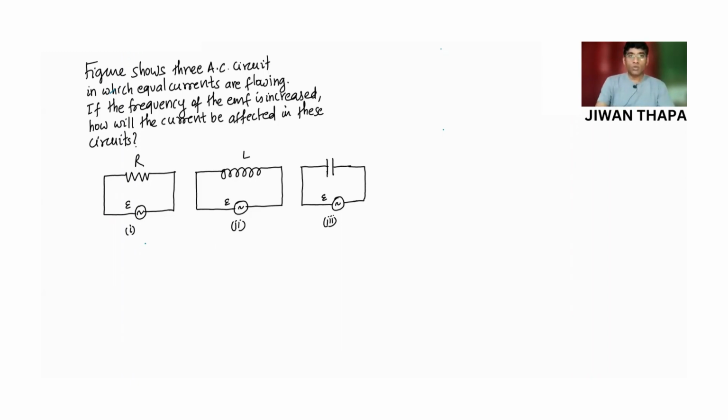So what we find from the question is that the frequency of the EMF is increased, and we are going to find how the current is affected on increasing the frequency. So when we have resistance connected to the AC source, when we have inductor connected to the AC source, and when we have capacitor connected to the AC source.